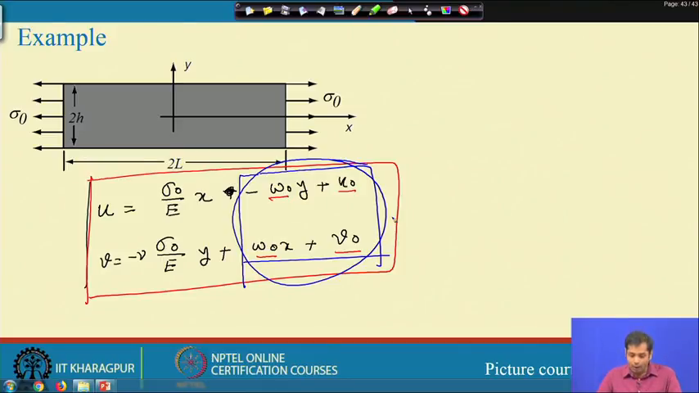Now, this is the solution of the problem. It is a very simple example, where even the stress field is constant. The idea here has not been to solve any particular example. The idea has been to demonstrate the different steps that we need to follow for using the Airy stress function approach for solving boundary value problems in elasticity.